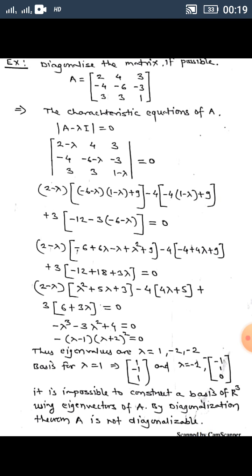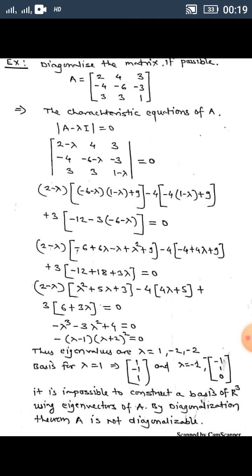See here, 2 minus lambda. We multiply here to the element: minus 6 plus 6 lambda minus lambda plus lambda square plus 9 minus 4 plus 4 lambda plus 9 plus 3 inside the bracket, minus 12, minus of minus plus 18 plus 3 lambda. We multiply inside the terms, so we get this equation.